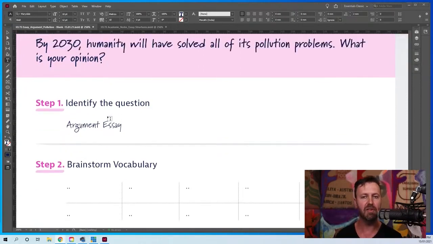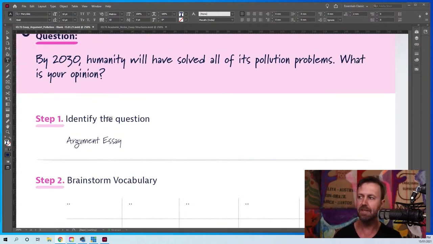We've got here, what's your opinion? We can also have, do you disagree or agree? We can have, what else can we have? What's your opinion? Do you agree or disagree? Do you think this is a good thing? To what extent do you agree with this? So there's a whole range of different words at the end of the question that we can use to identify an argument essay.